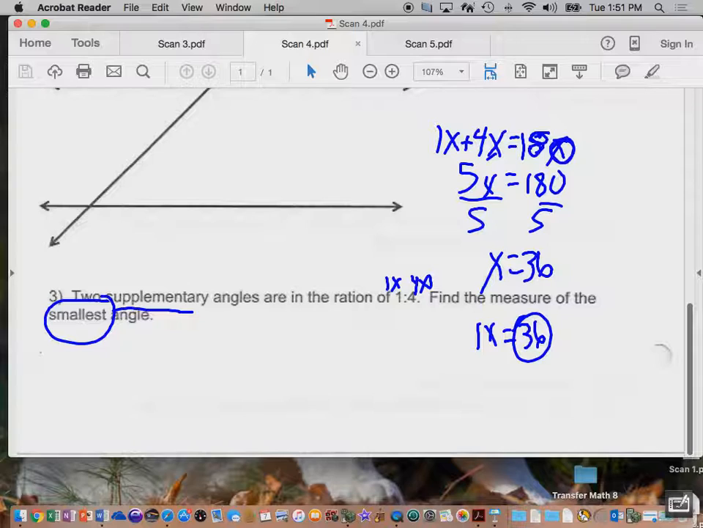Okay? All right, these parallel lines, we're going to do them tomorrow, we're going to do them Thursday. This side of the room, go for your calculators.